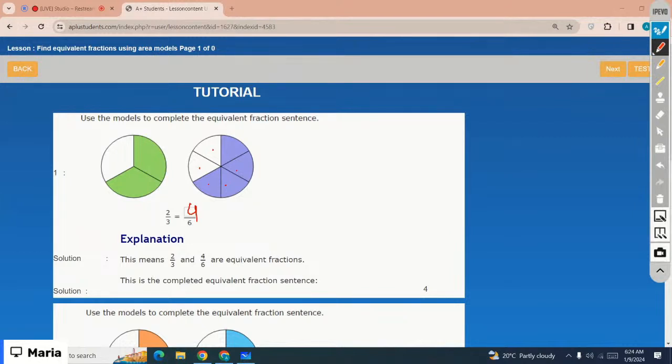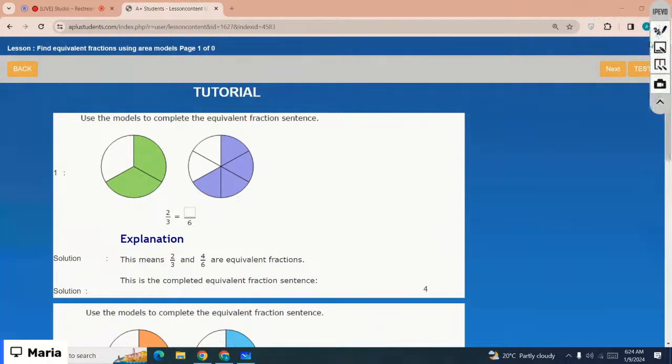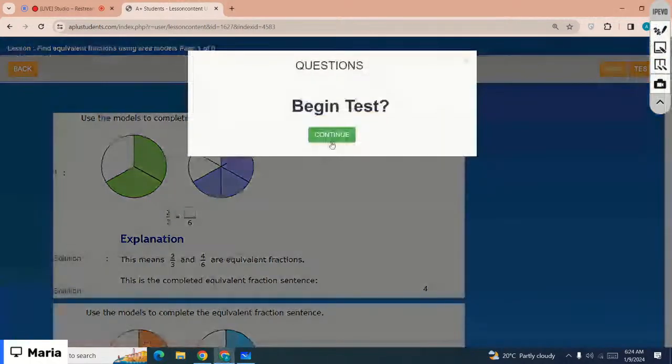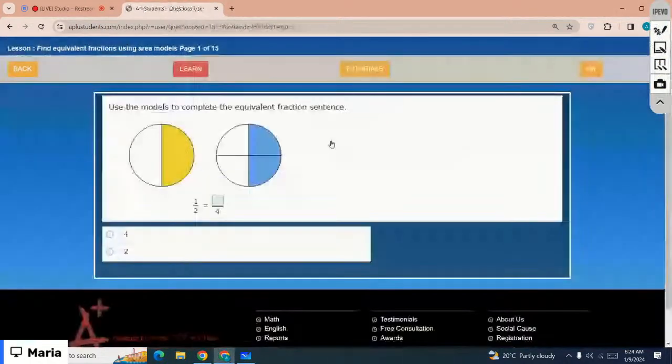Let's just start with the test questions. Basically, equivalent fraction means both the fractions are equivalent, equal, right? So you can see the models. If you see, both the models have exactly the same portion colored, right? Just the portions are different.